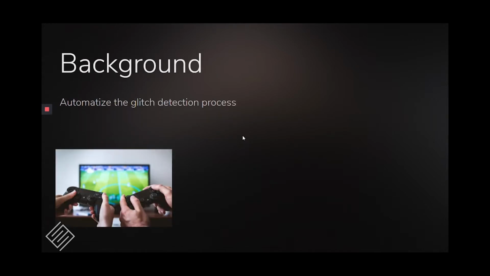First, we present the objective of this paper, which is to automate the glitch detection process in video games. Right now, this process is completely manual, which translates in testers playing the game and coming across different graphical errors.